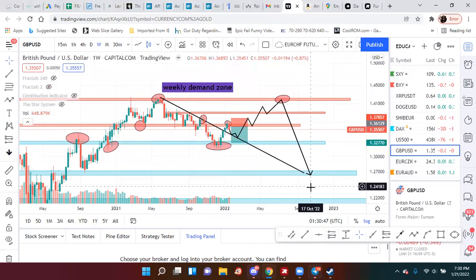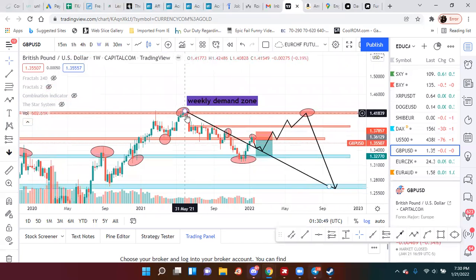But that's got to be something new. I feel like it wants to come back and touch this major weekly demand zone after touching this supply zone right here. I feel like it's gonna trickle its little way up there, but hey, it might. We'll see. We take it one day at a time.